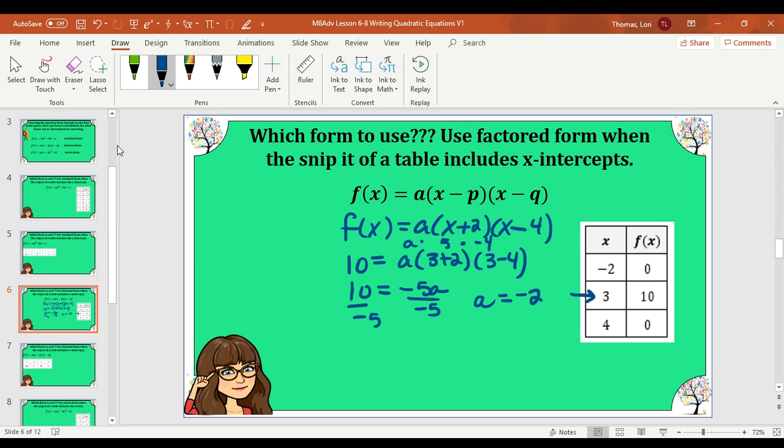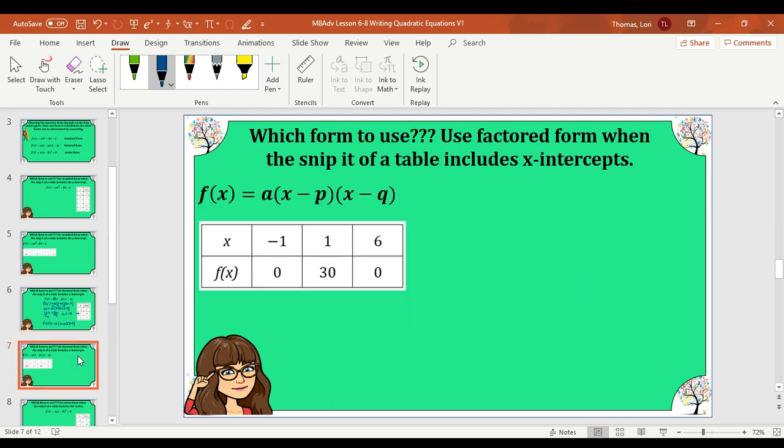So when I rewrite my equation, f of x equals my a value of -2, x minus -2, which is x plus 2, and then x minus 4. So pretty easy. So on factored form, the only value you're having to find is the a, where on standard form, you have to find the a by finding the second difference and dividing by 2, and then you're also having to find the b because you will always be given the y-intercept for standard.